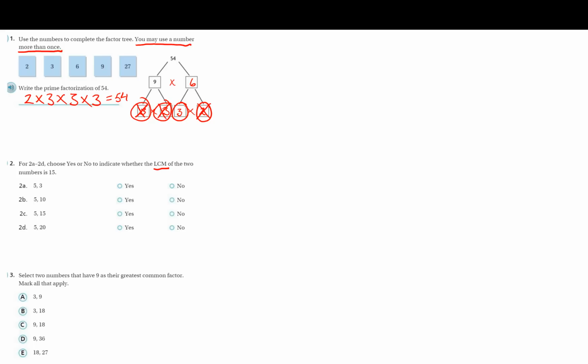There's only a few factors for any number, and you can find all the factors for a particular number. Whereas multiples, you can go on forever. Multiples are many, factors are few.